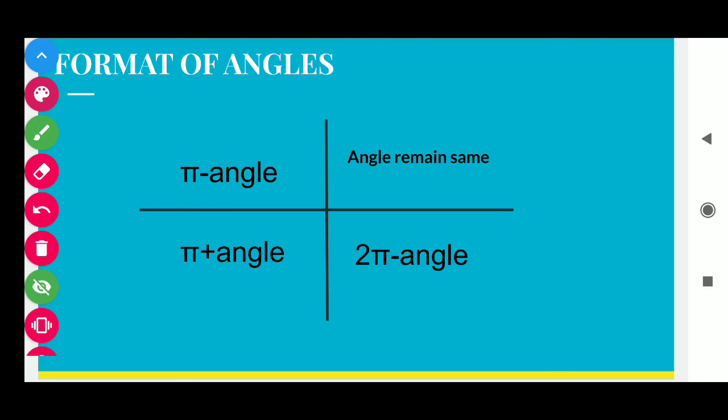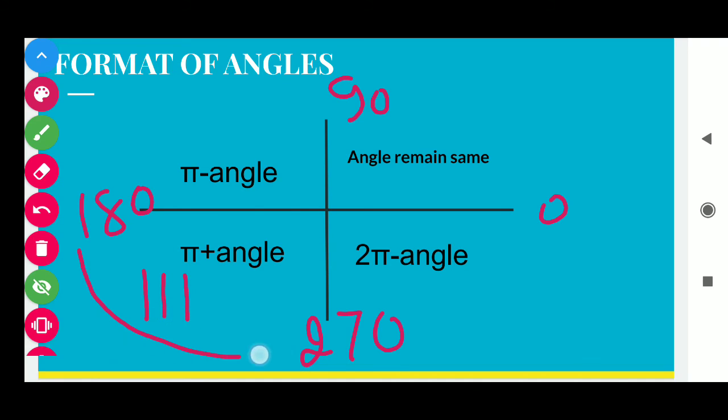Similarly, here we have 0 to 90 to 180 and here 270. Students, if an angle lies in the third quadrant, between 180 and 270, then we will write pi plus theta. Suppose we have angle 210, how can we write 210? 180 plus 30 degree. So in this way we can write pi plus angle.